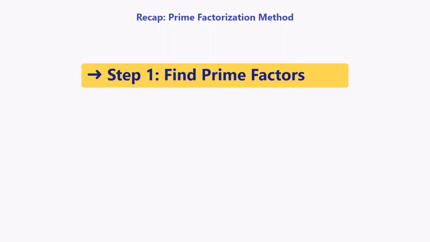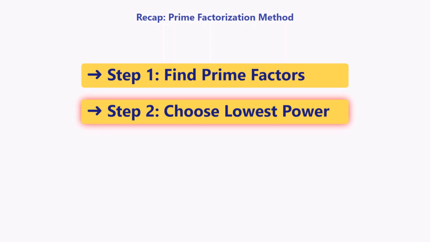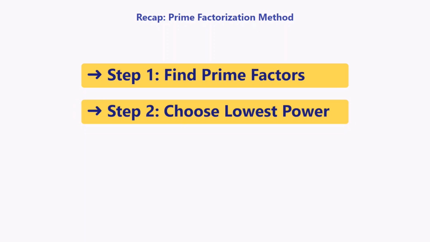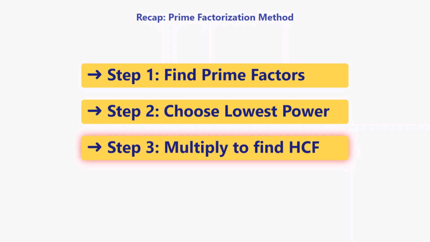Let's quickly review the key facts about using prime factorization for HCF. First, find the complete prime factorization of each number. Select only the common prime factors, choosing the one with the lowest exponent. Multiply the selected lowest powers to get the HCF.